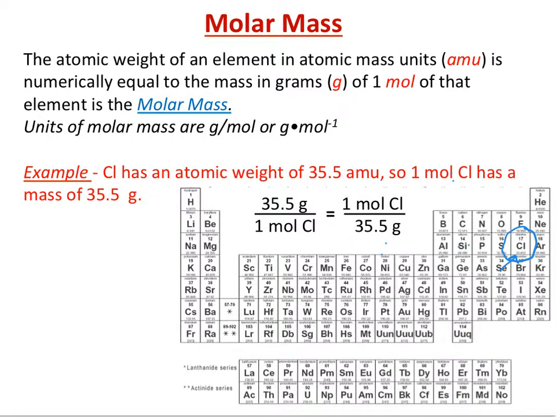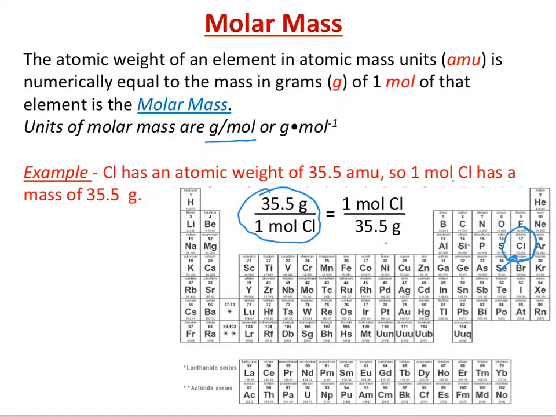When we talk about molar mass, it's the exact same calculation. The only difference is the units, because in molar mass, we're talking about the amount of grams per mole. So we end up with 35.5 grams in 1 mole of chlorine. This is our molar mass. It tells us how many grams are in 1 mole of that substance.